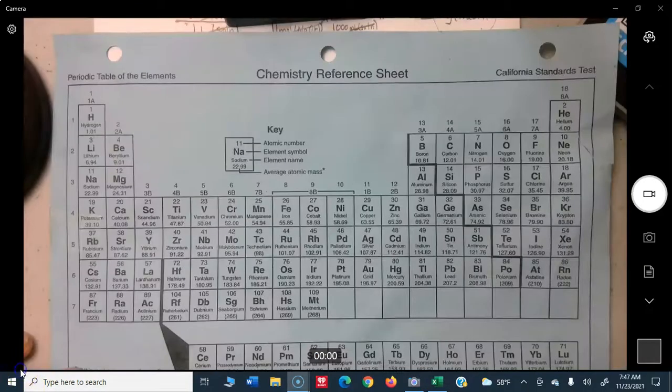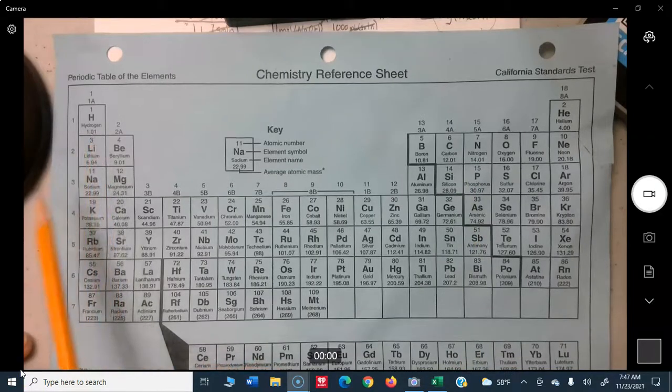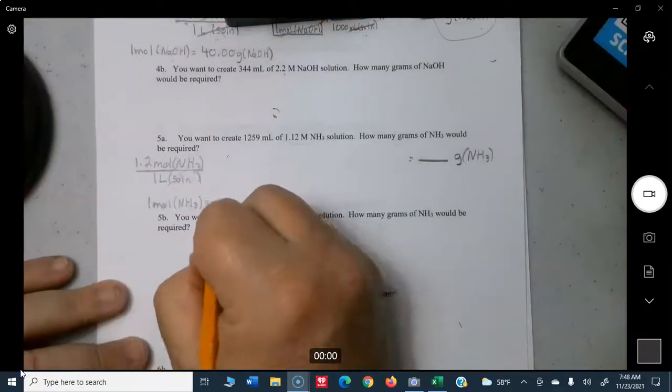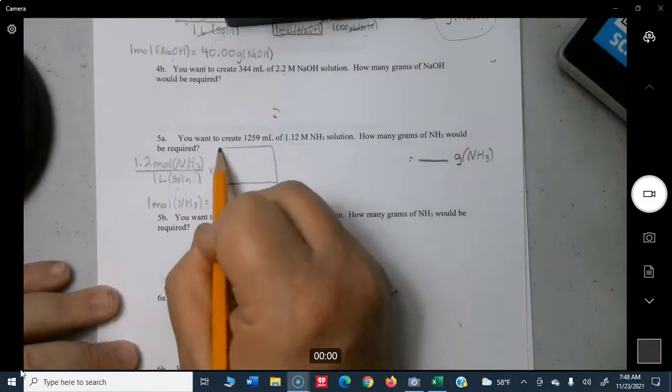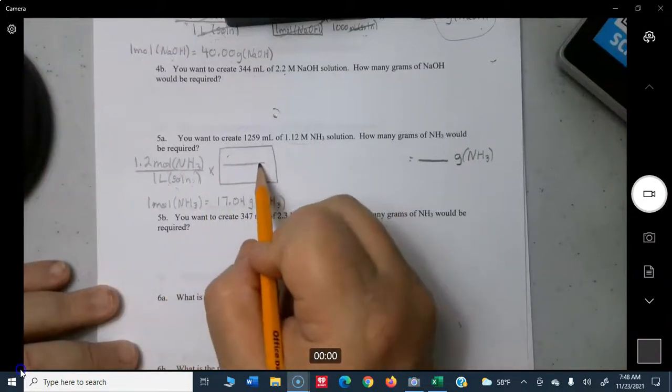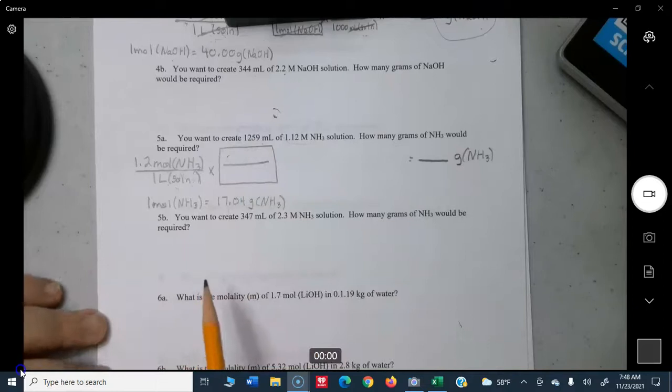So we're going to go to our periodic table. Okay, so nitrogen has a molar mass of 14.01. You have 3 hydrogens, each 1.01, so that's going to give you 17.04 for your molar mass for ammonia. Okay, again, the box is optional. You don't have to draw the box. Just trying to make it as visual as possible.